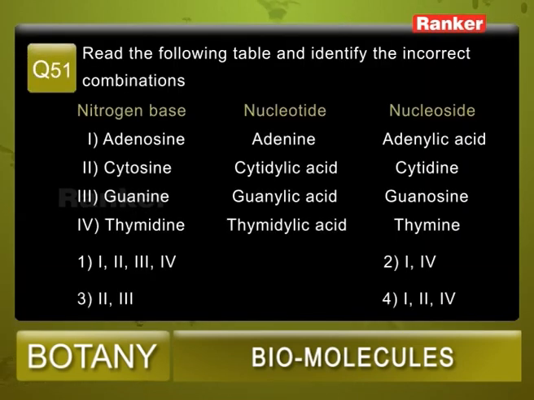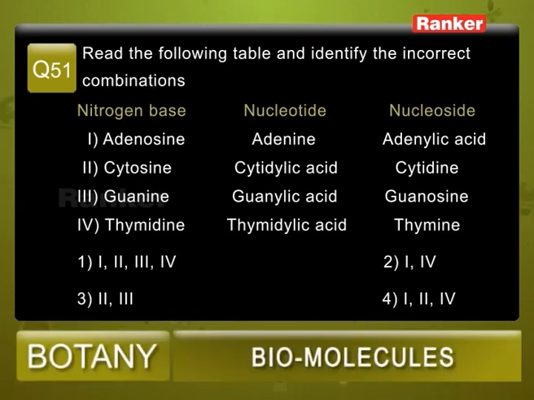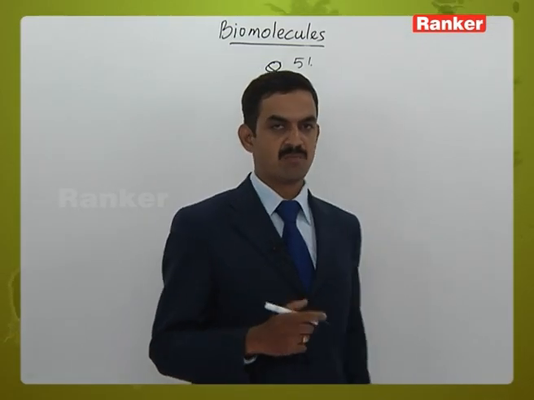Question number 51, read the following table and identify the incorrect combinations. So here 3 combinations have been given: nitrogen base, nucleotide and nucleoside. Under that, first one adenosine, adenine and adenylic acid. Second cytosine, cytidylic acid, cytidine. Third guanine, guanylic acid, guanosine. Fourth thymidine, thymidylic acid and thymine. The options are: first one 1, 2, 3 and 4, second one 1 and 4, third one 2 and 3, fourth one 1, 2 and 4.